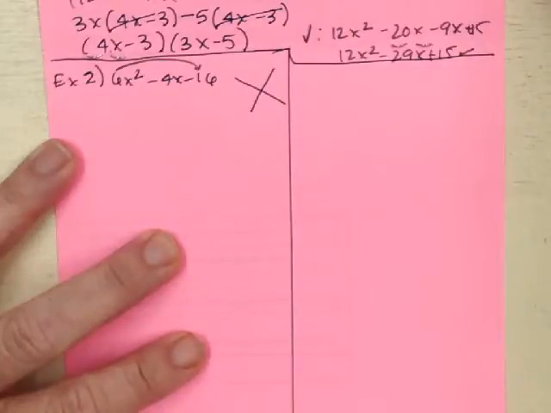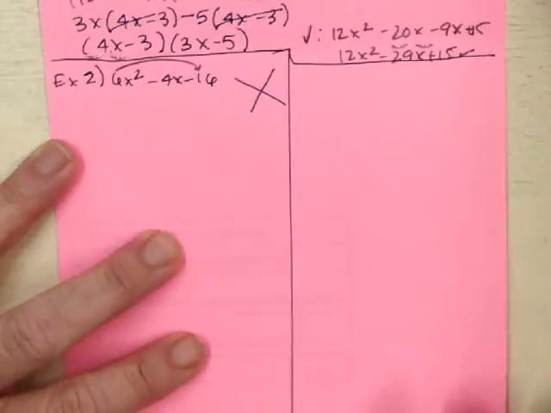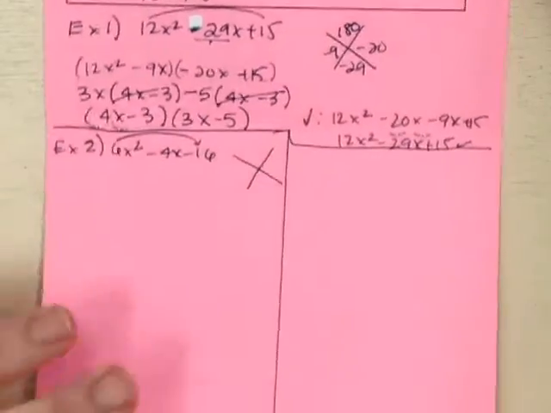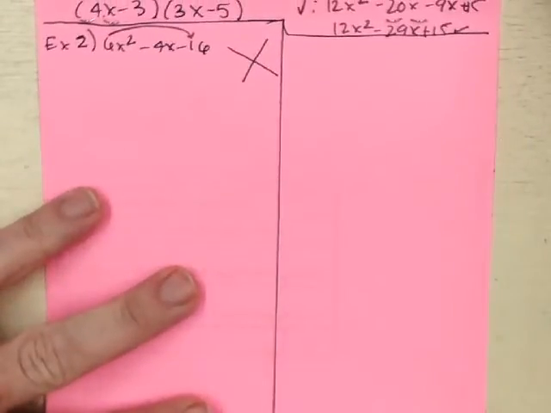Oh wait, what can I do? I didn't even do it myself. What's your first step? Let's take out that greatest common factor, because that's going to make the numbers a little bit smaller. What can I take out?